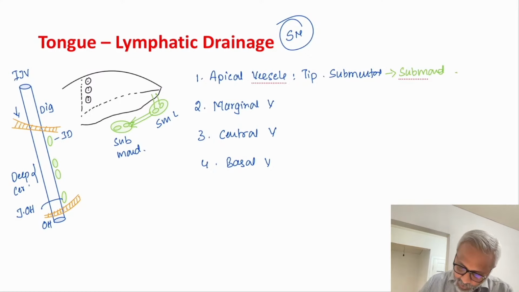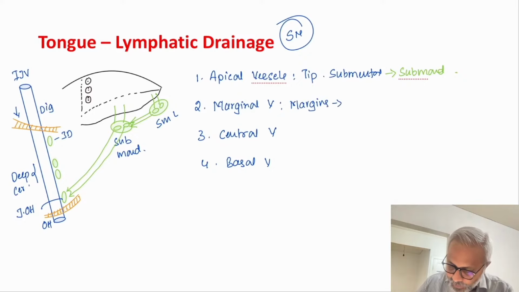Now, when we talk about marginal vessels, where do they drain? These drain mainly into submandibular nodes, and from the submandibular nodes, these drain into the jugulo-omohyoid node. This is what you need to write. So marginal vessels drain the margins of the tongue, which go to submandibular nodes, and from here they go to jugulo-omohyoid nodes. This is how you should write.